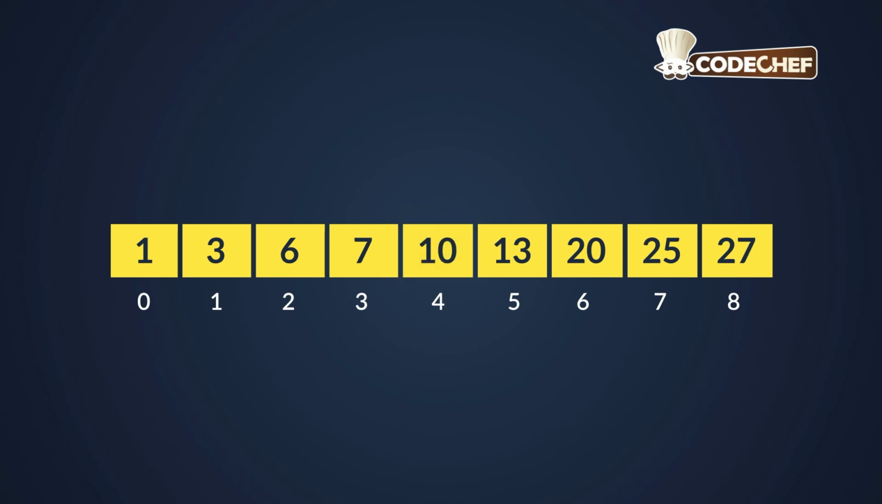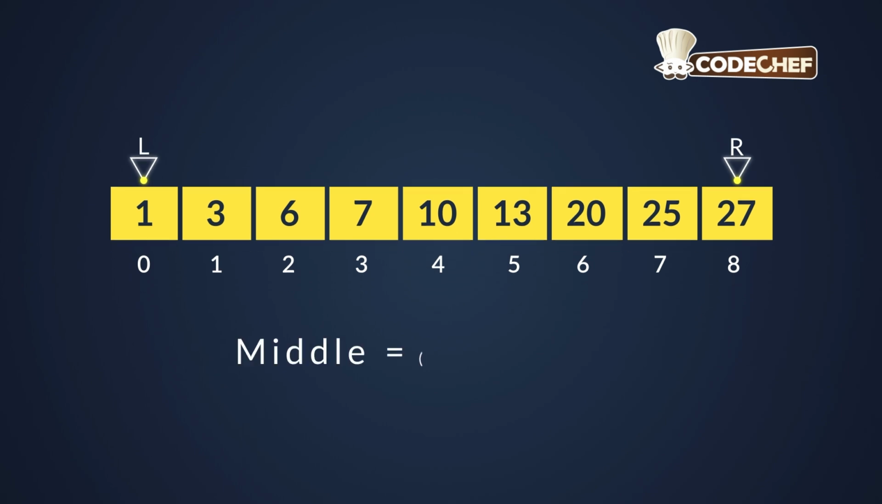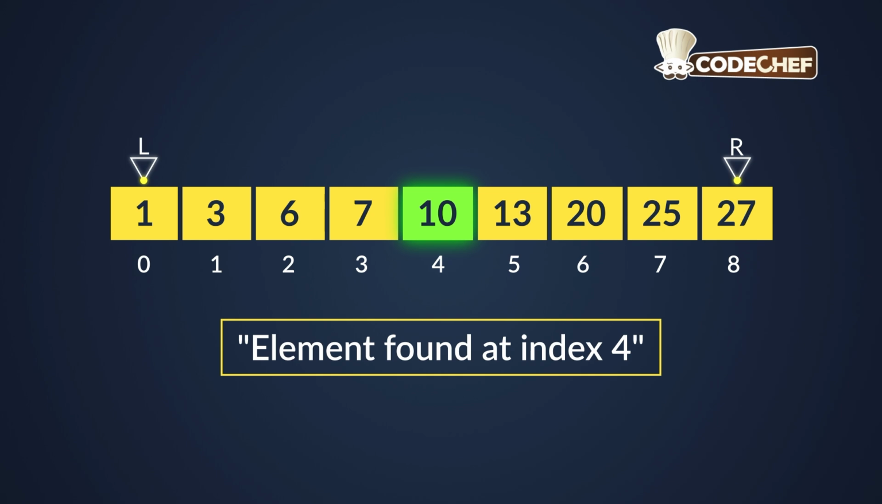The algorithm works by repeatedly dividing the array into halves and searching in the appropriate half. The middle index is calculated as 0 plus 8 divided by 2 equals 4. The middle element is 10. Since this matches our target, we have found the element at index 4.